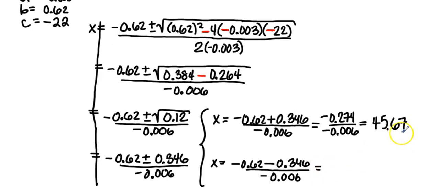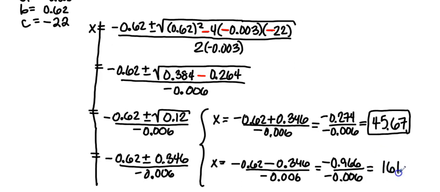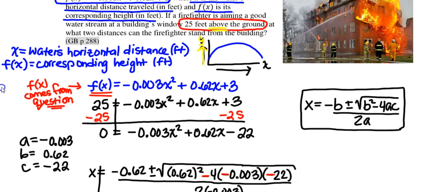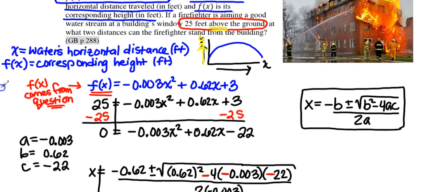And then let's see what we get for our second answer. Negative 0.62 minus 0.346 gets me negative 0.966, all divided by negative 0.006 still. Again, negative divided by a negative is a positive, so I can just do 0.966 divided by 0.006 and get 161 exactly. So we got two positive answers. Let's go see what the question had asked. The question said, at what two distances can the firefighter stand from the building?